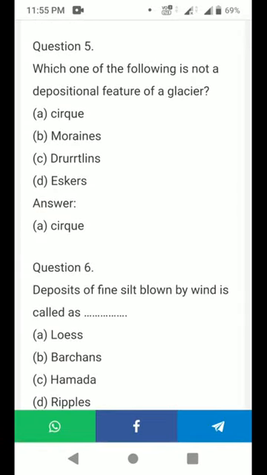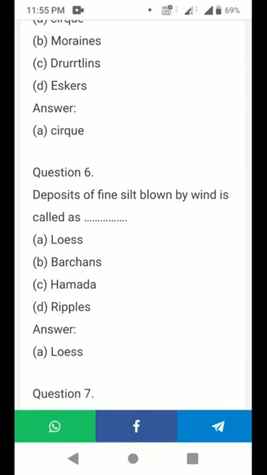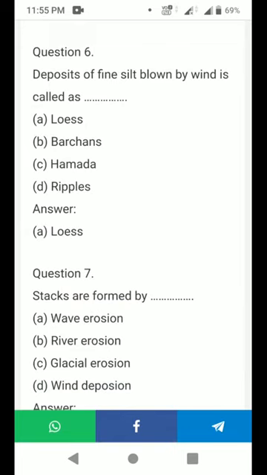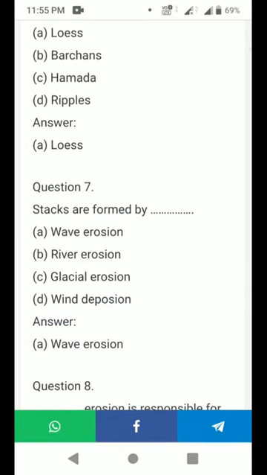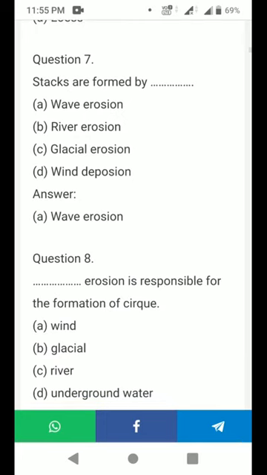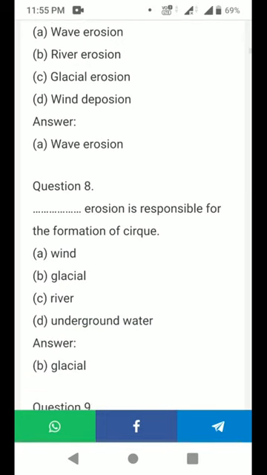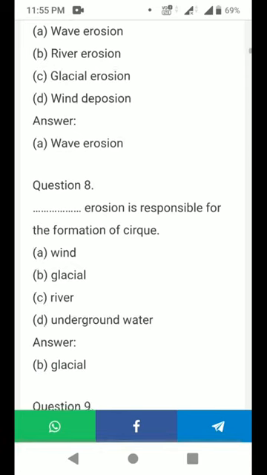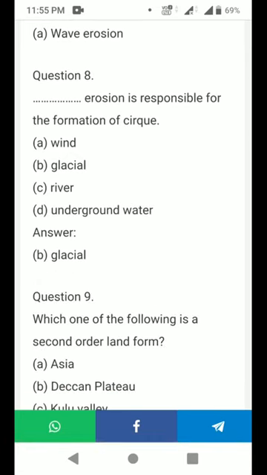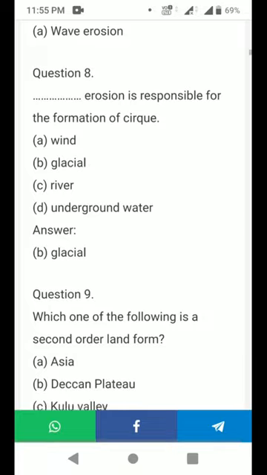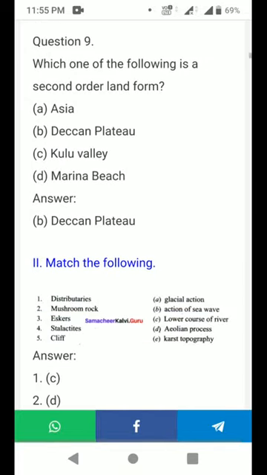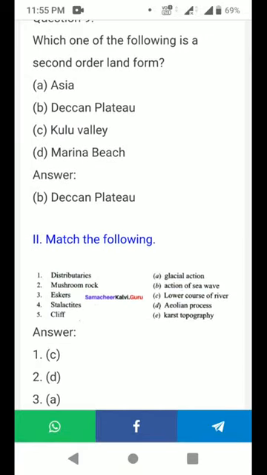Sixth one, deposits of fine silt blown by wind is called loess. Seventh, stacks are formed by wave erosion. Eighth question, dash erosion is responsible for the formation of cirque glacial. Ninth one, which one of the following is a second order landform? Deccan Plateau.